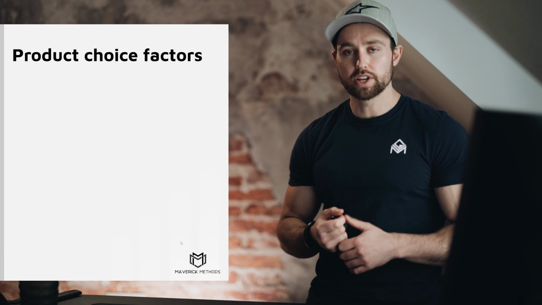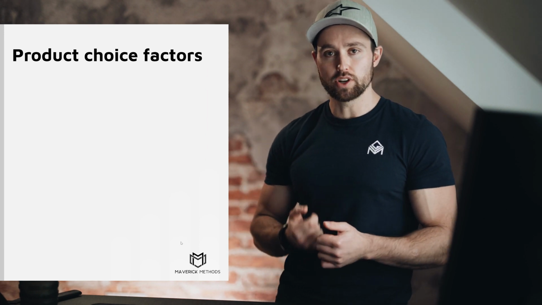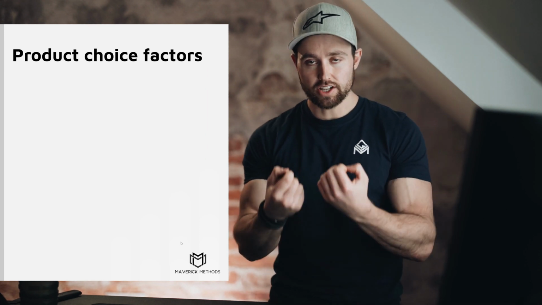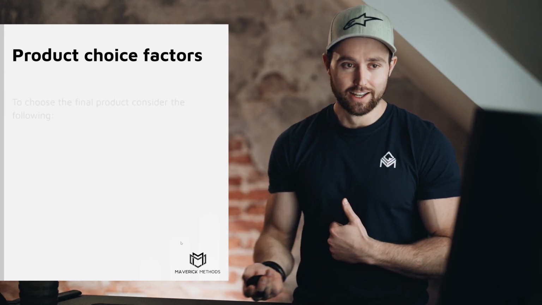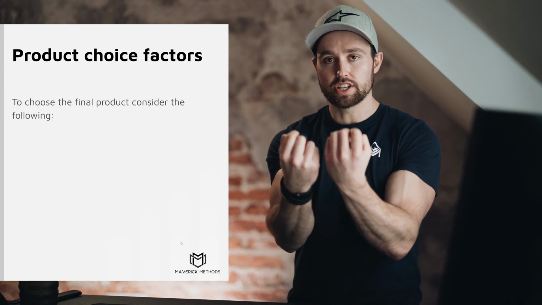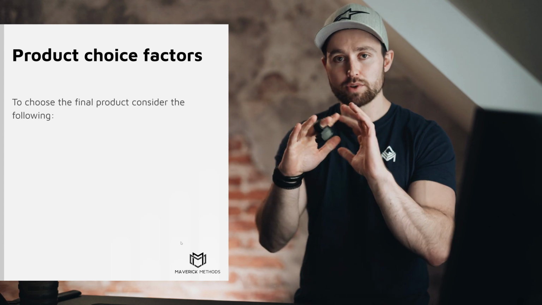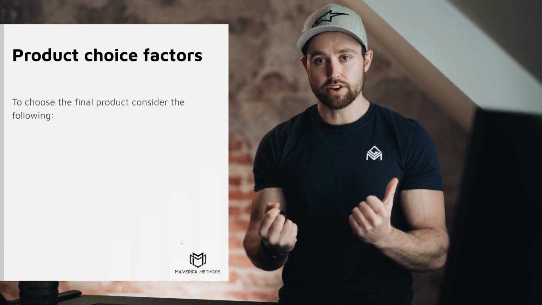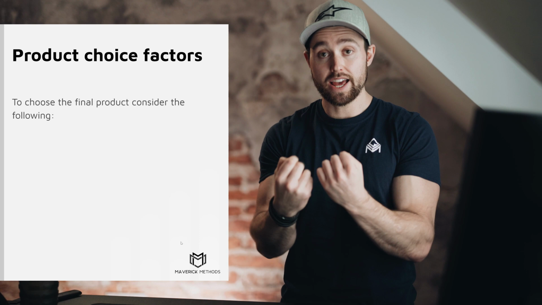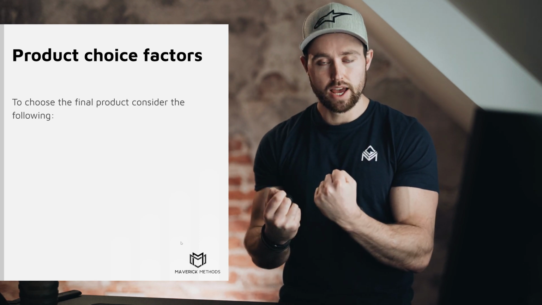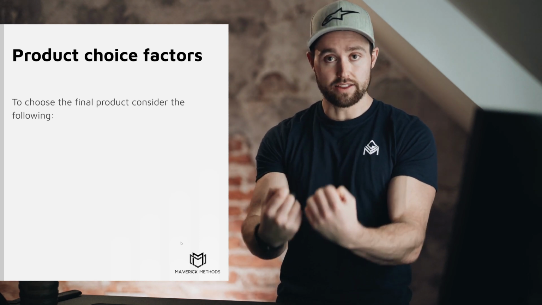So the first thing we're going to do is look at these product choice factors. And these are going to help you make your product choice. So you can see here, this is choosing your final product. You've maybe got a group of 5 or maybe 3, maybe even just 2 products, but you cannot choose between them. And that's what we're going to help you do today. That's what we're going to go through.